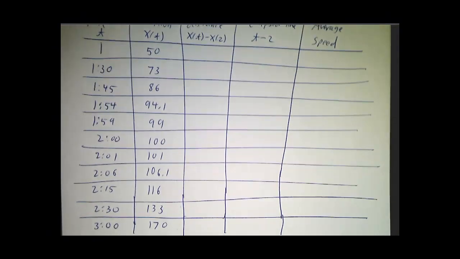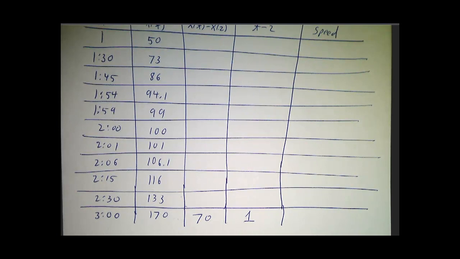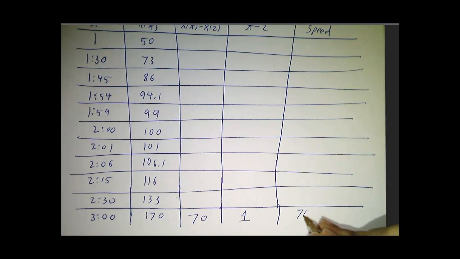Now, if you're driving along at 2 o'clock, you might want to do an experiment and say, let's just keep track of how far we go in the next hour. And by 3 o'clock, you'll have gone an extra 70 miles. And it took you 1 hour to do that. And so you say, hey, that's 70 miles per hour. But that's not your speed at 2 o'clock.